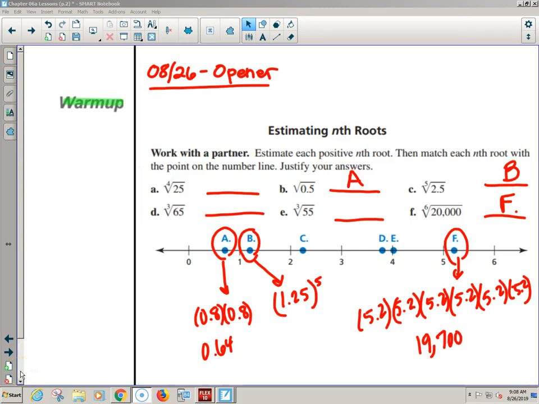For letter A? How many groups have a hypothesis for letter A? We started this warm-up a little bit earlier. Tried to give you guys some ideas.